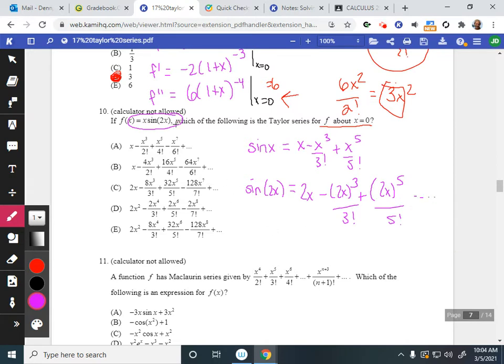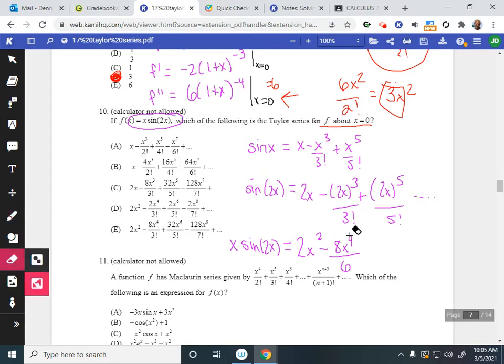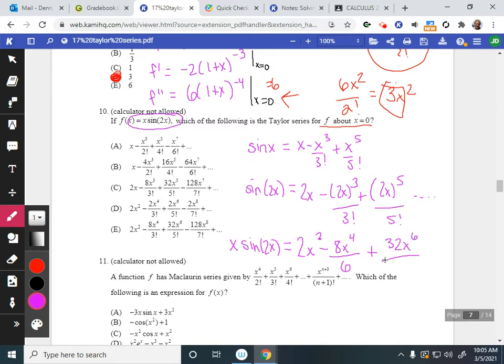Okay. Now let's also multiply everything by x. So that gets distributed and multiplied by every term. So this is going to become 2x squared minus, all right, let's do some reducing here. So this is going to be 8x to the fourth, oops, that's a 4, over 3 factorial, so over 6. This is going to become 32x to the 6th over 5 factorial, which is 120.